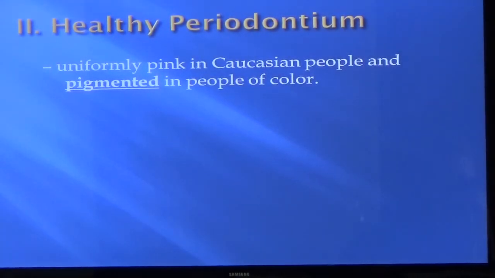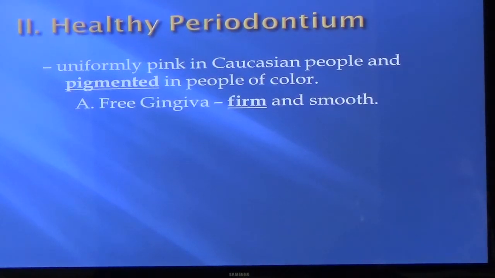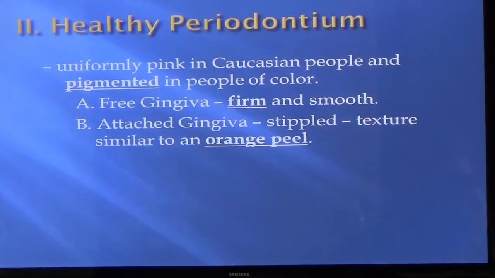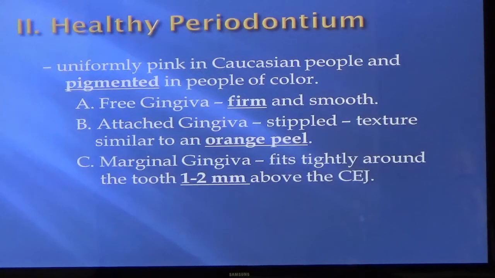Uniformly pink in Caucasian people and pigmented in people of color. Free gingiva, firm and smooth. The attached gingiva, stippled texture, similar to an orange peel. If you look real carefully on people that have really healthy tissue, you'll see this. Marginal gingiva fits tightly around the tooth, 1 to 2 millimeters above the CEJ.